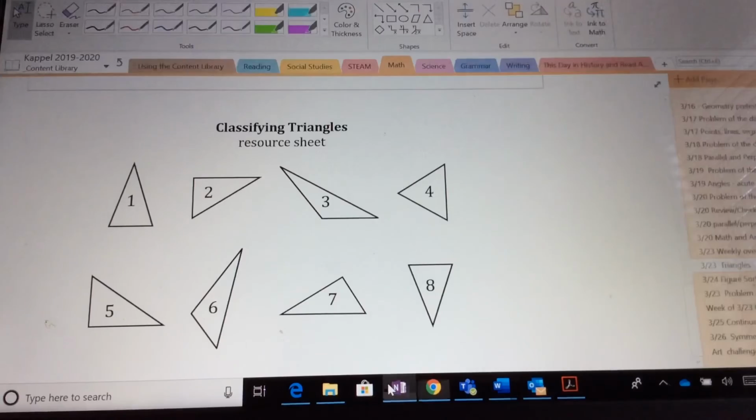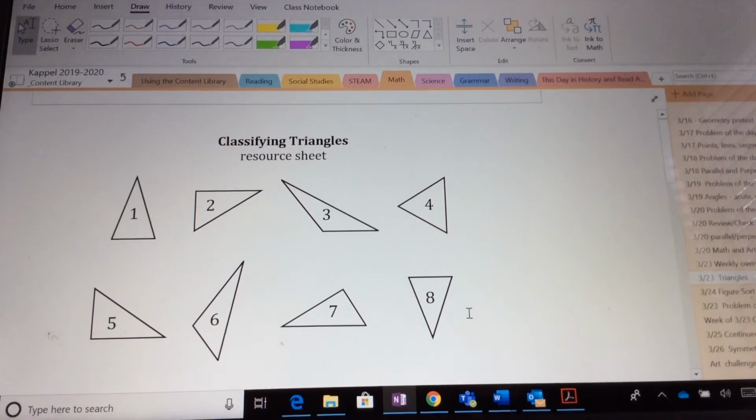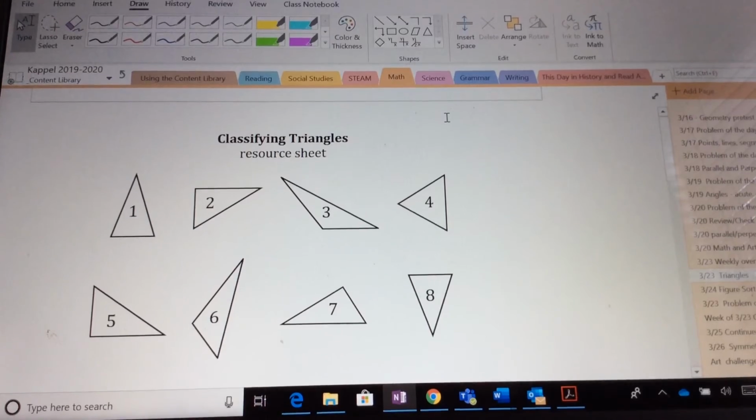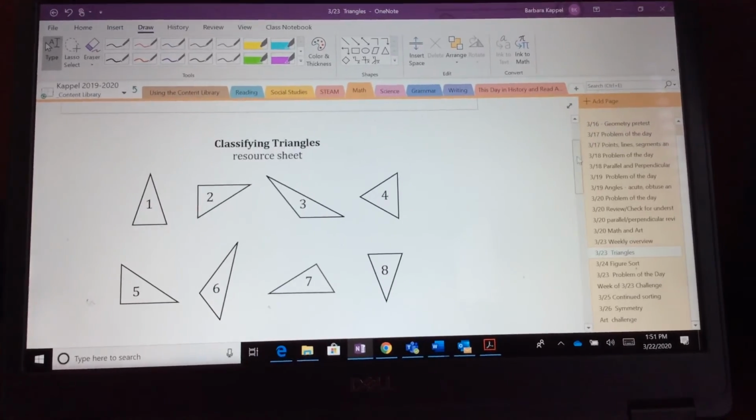Let's see. Let's go back to our directions. See, I said go back to the directions. Oh, I love it. Come on, my little friend.